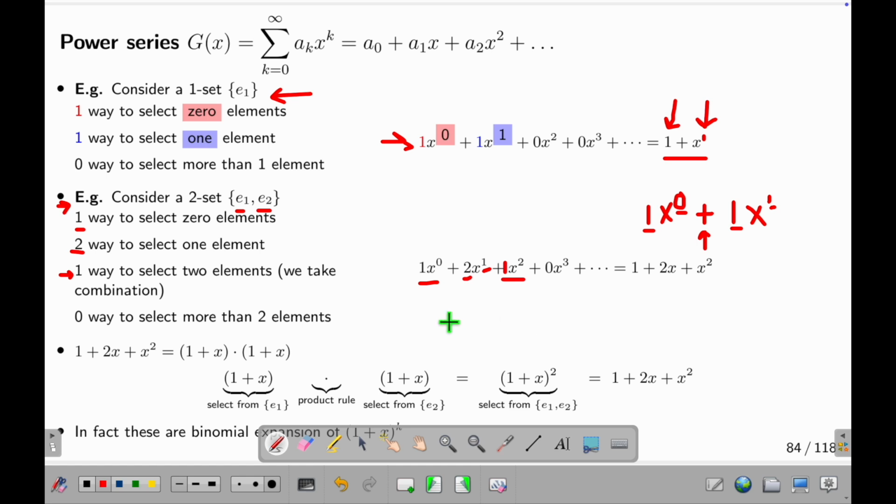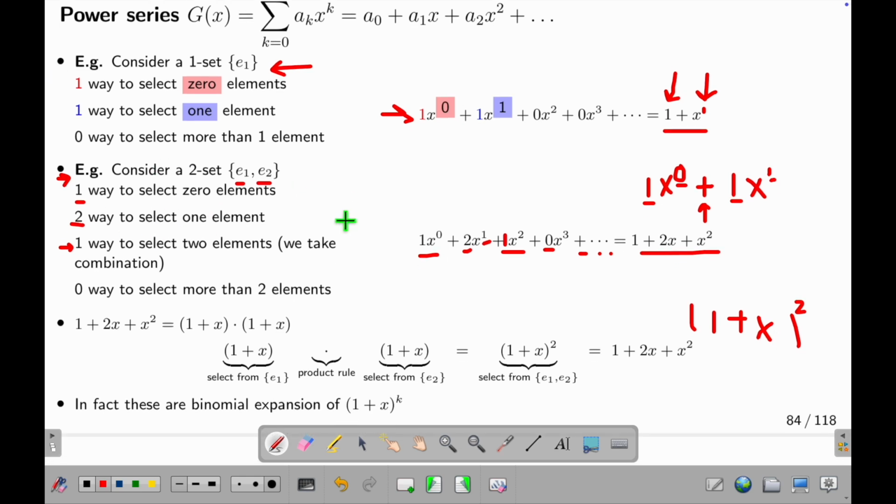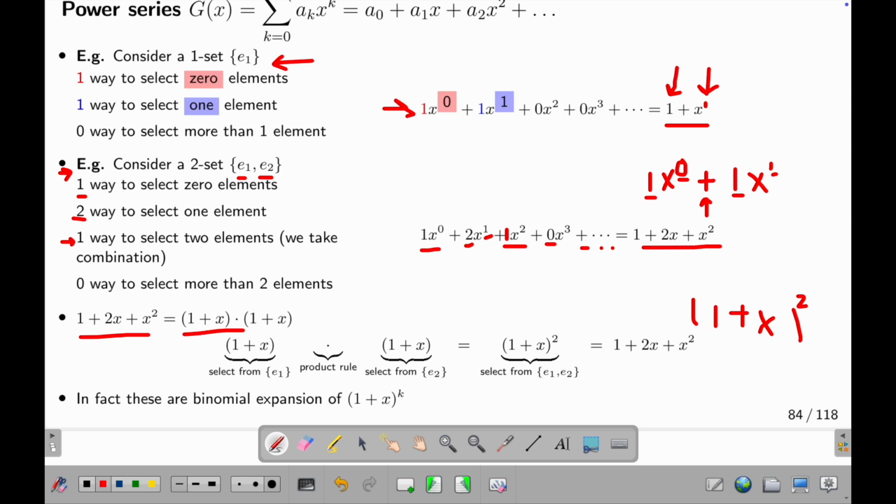How many ways do you pick 3 things? Nothing you can do. 0, 0, 0, 0. Get this? So 1 plus 2x plus x squared. Wow, it's 1 plus x whole thing squared, right? Okay. This has a meaning. It means this. And more importantly, this is this, right?